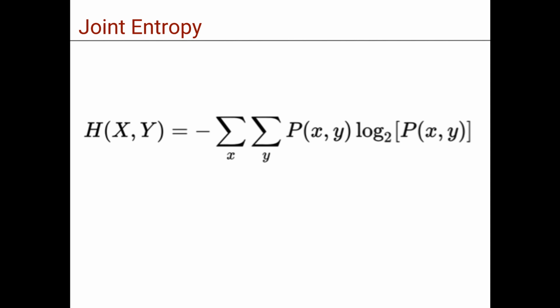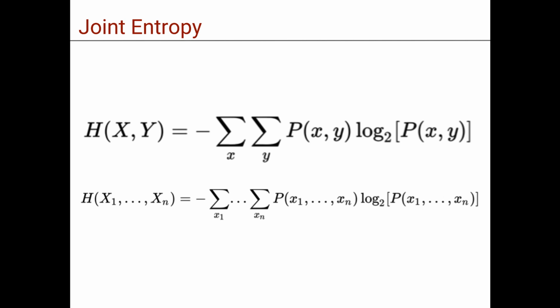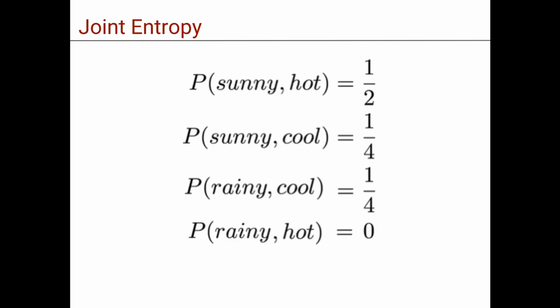For example, you may want to know the entropy of two random variables related to weather. Let's say that we are interested in whether today will be a sunny or rainy day, and whether it will be hot or cool, and that we have empirically calculated these probabilities based on previous days and previous year records.